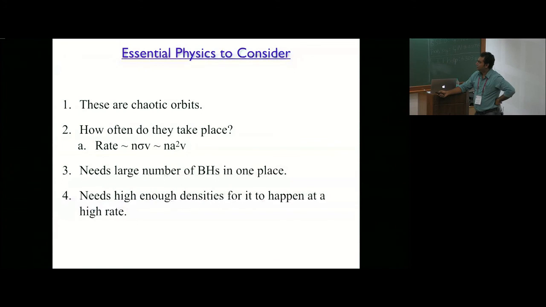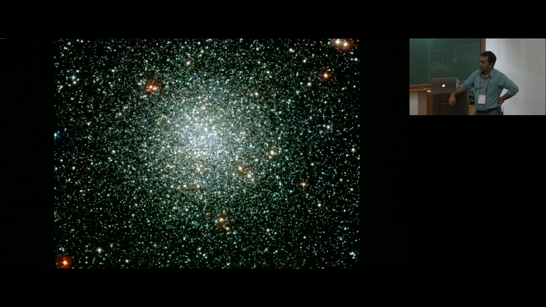Okay. So in any case, you need to somehow increase the rate. And if you are particularly interested in black hole binaries, you want all of these happening with black holes only. So you need large numbers of black holes in one place. And as I said, you need high enough densities for it to happen over and over again. And the most natural environment for all of these to happen is dense star clusters.